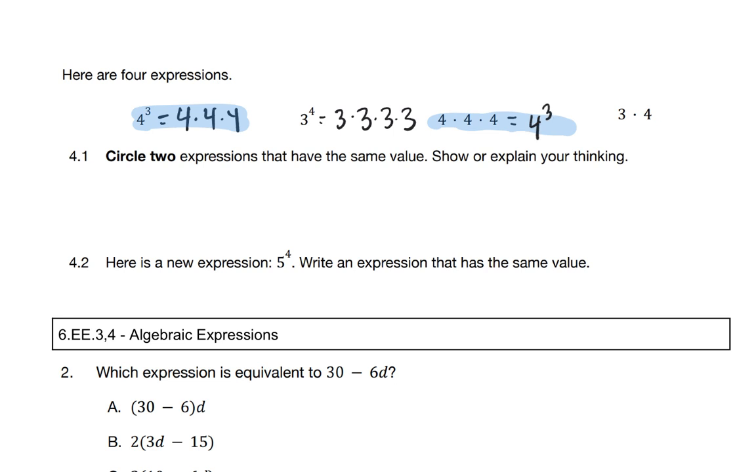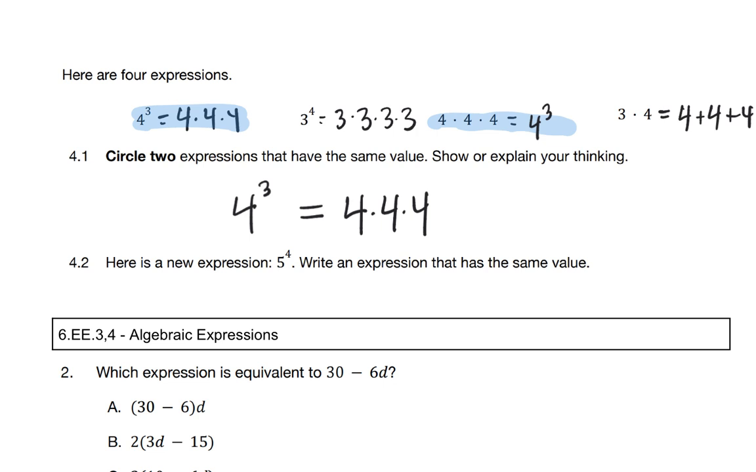4 to the power of 3. And then 3 times 4 is 3 fours. So that would be 4 plus 4 plus 4, which is not the same as the other ones. So 4 to the power of 3 is equivalent to 4 times 4 times 4. So we kind of showed our work up above. Okay, so those are the 2 expressions.